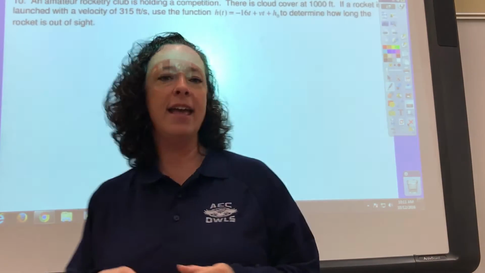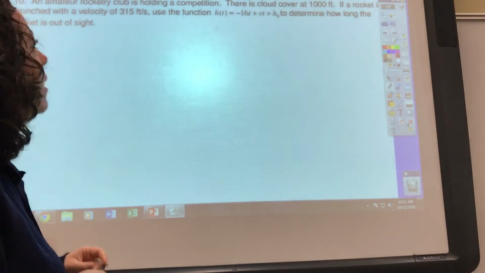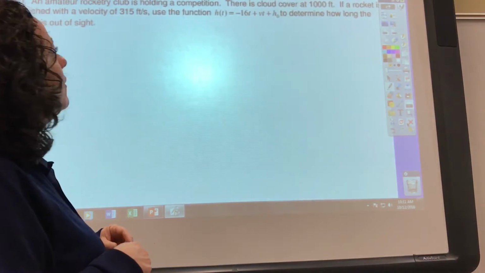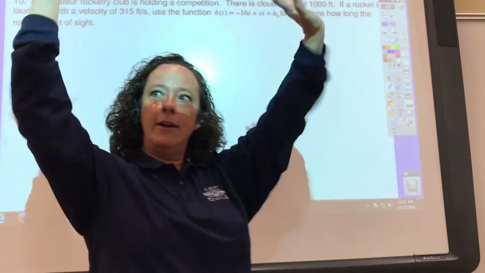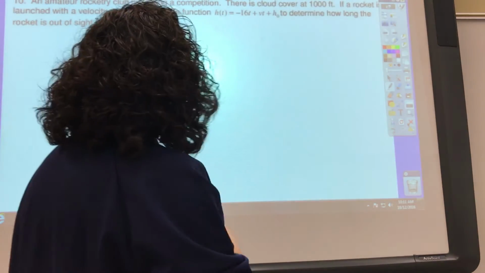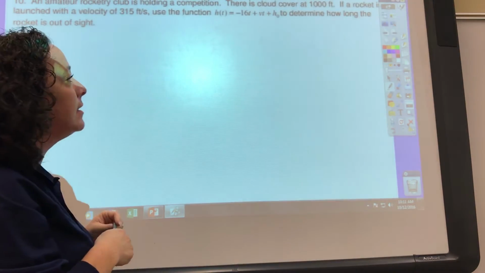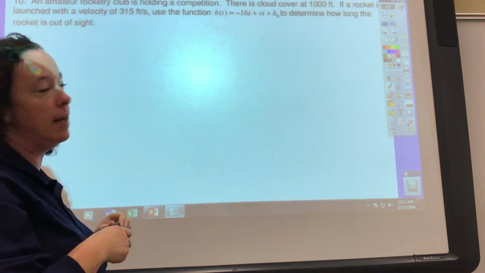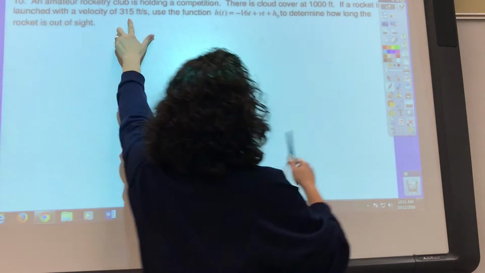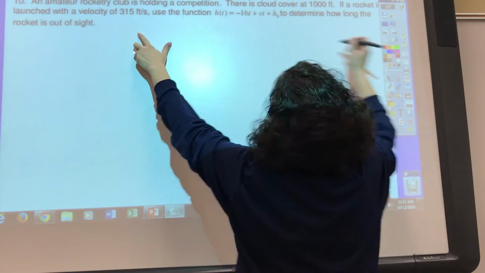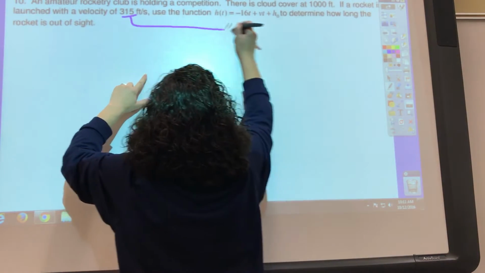Okay, number 10. An amateur rocketry club is holding a competition. There's cloud cover at 1,000 feet. So up here in the sky, there's cloud cover at 1,000 feet. If a rocket is launched with a velocity of 315 feet per second, okay, so that velocity, 315, it goes in place of this V right here.